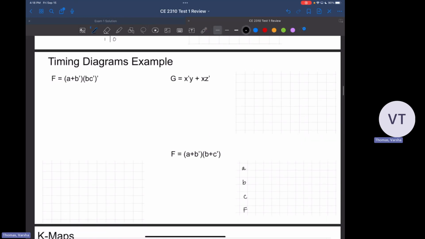When you're given an equation or a circuit and you're asked to generate the timing diagram for it, the first thing you want to do is write a truth table. It's the best way to make sure that you haven't missed any of your inputs. In your equation here, you've got 3 inputs, so that means you've got 2 to the 3, 8 outputs. So in my truth table, I'm going to have A, B, C, and F, with rows 0, 1, 2, 3, 4, 5, 6, and 7.